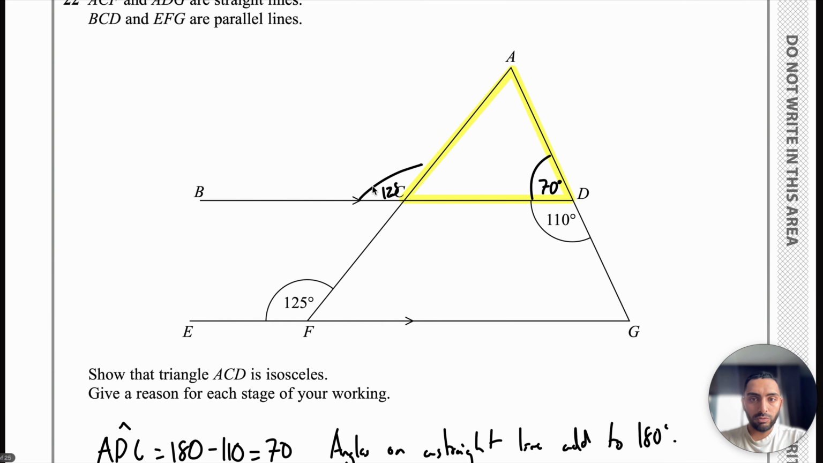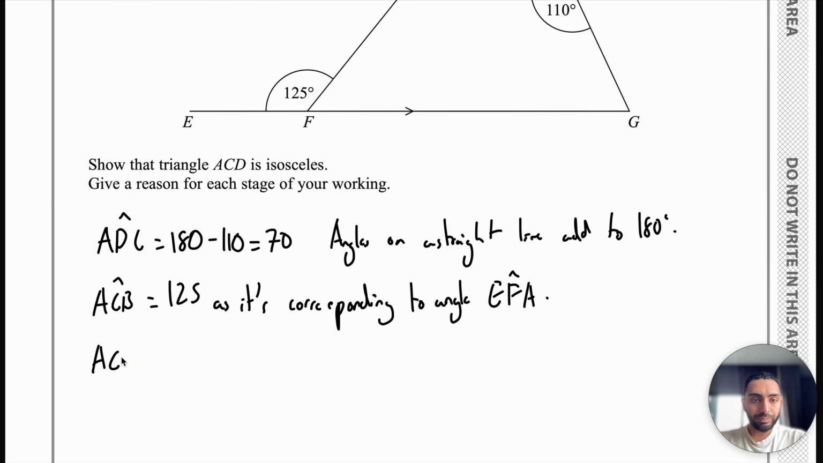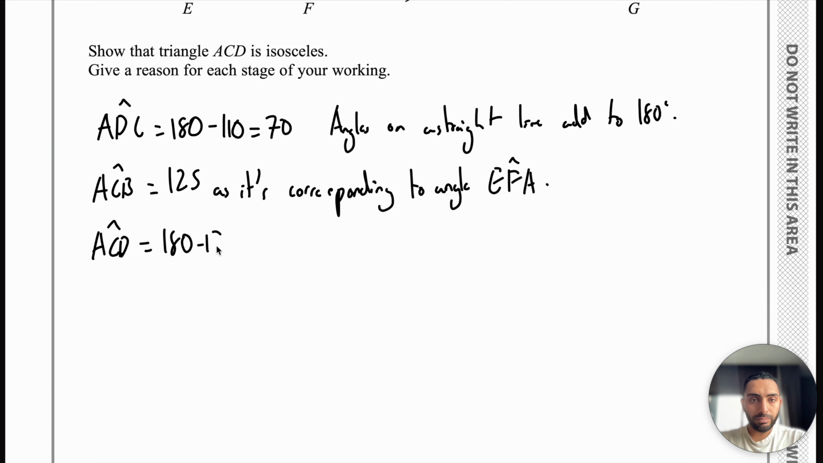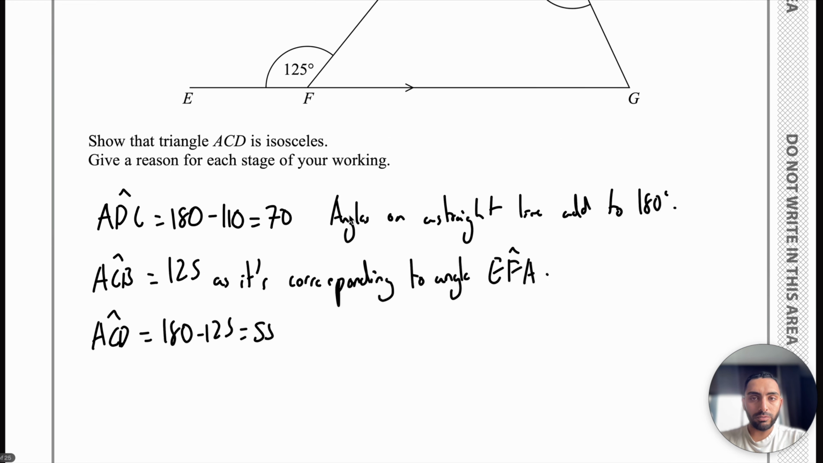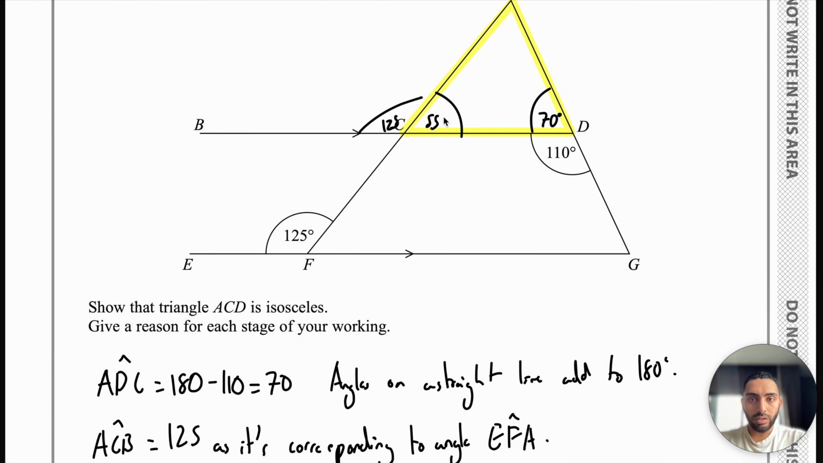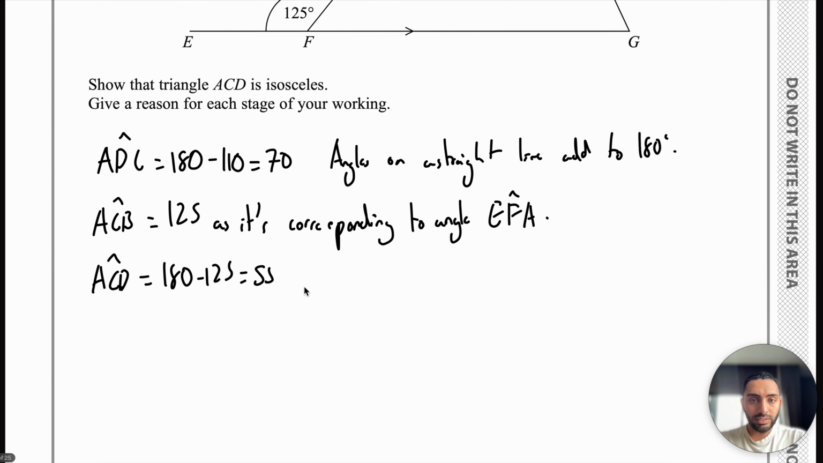Next rule that I can see, I've got another straight line here, so I can find this angle. This add this would be equal to 180. So I'm going to do ACD is equal to 180 minus 125, which is equal to 55. So this angle would be 55. And that was same as ADC.